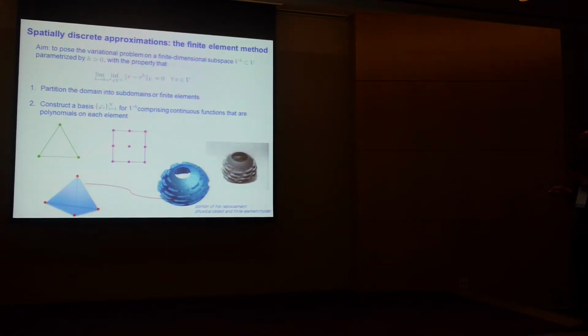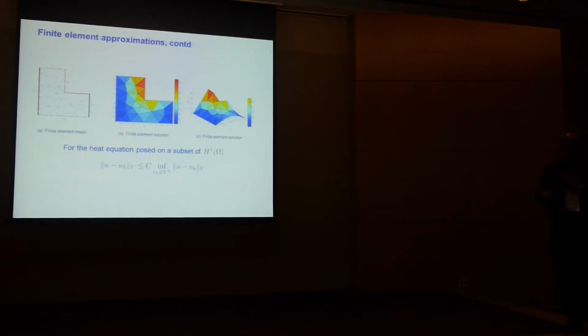So essentially one would take a domain here as a rather complicated looking domain, partition it into, in this case, tetrahedra, they would look like this. My basis would comprise functions that are continuous and are polynomials on each of these little elements. So here you see a better picture.